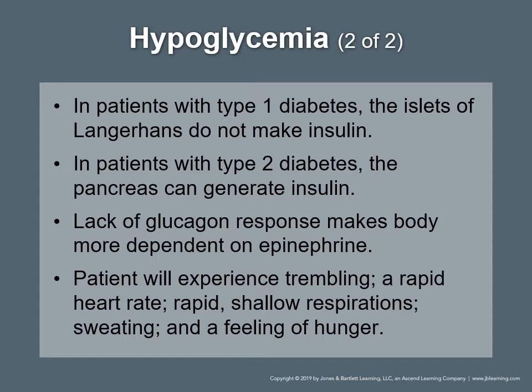The liver uses these products to make new glucose for the body in a process called gluconeogenesis. In patients with type 1 diabetes, the islets of Langerhans do not make insulin. In patients with type 2 diabetes, the pancreas can generate insulin, so these patients can suppress insulin production from within their own bodies. The lack of glucagon response makes the body more dependent on epinephrine to overcome the effects of hypoglycemia. A patient with hypoglycemia will experience trembling, a rapid heart rate, rapid shallow respirations, sweating, and a feeling of hunger.